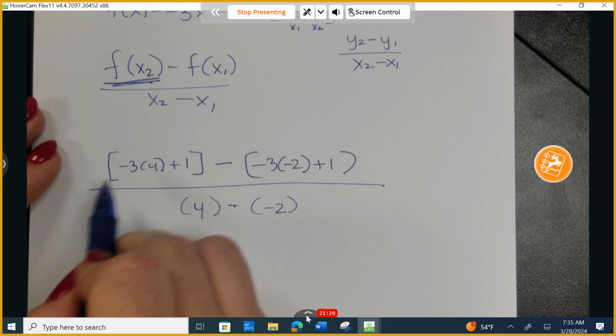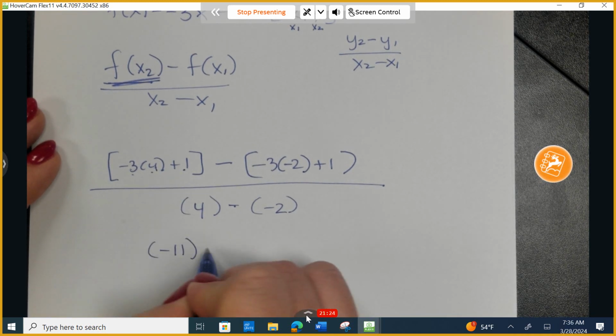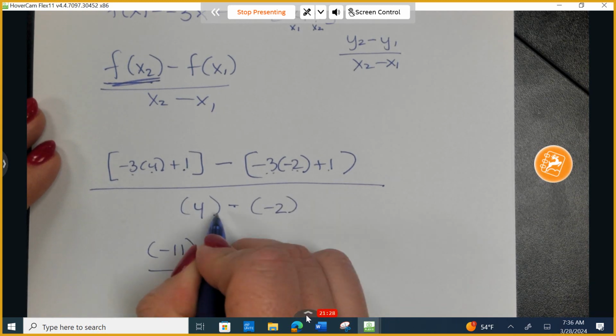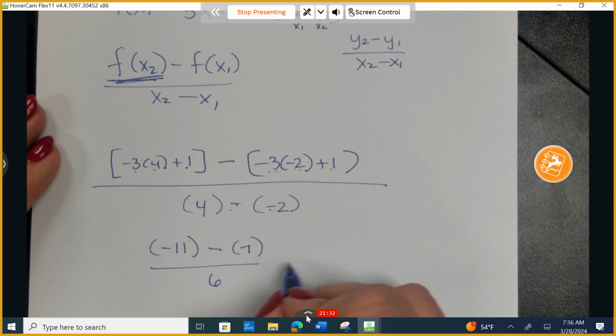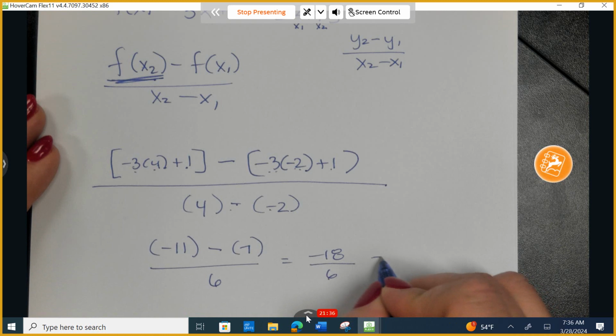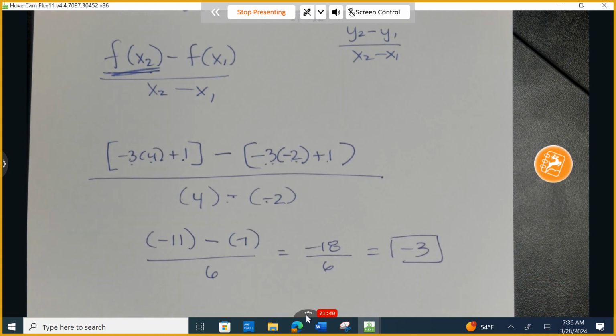Okay, you ready? So I have negative 12 plus 1. That's going to be negative 11. And then I have 6 plus 1. That's going to be 7. And 2 negatives make a positive. That's 4 plus 2 is 6. So right now I have negative 18 over 6, and this gives me a negative 3.